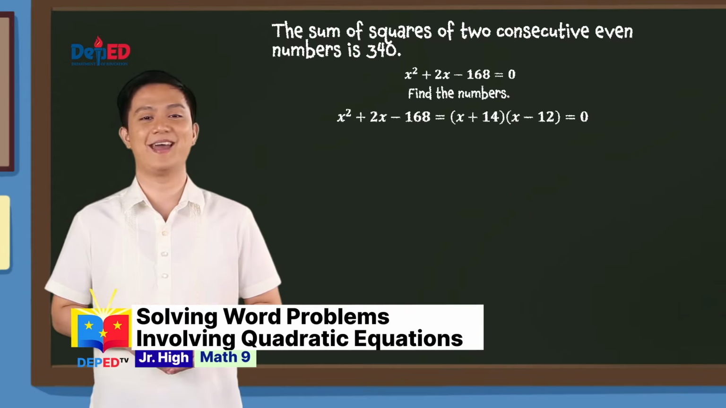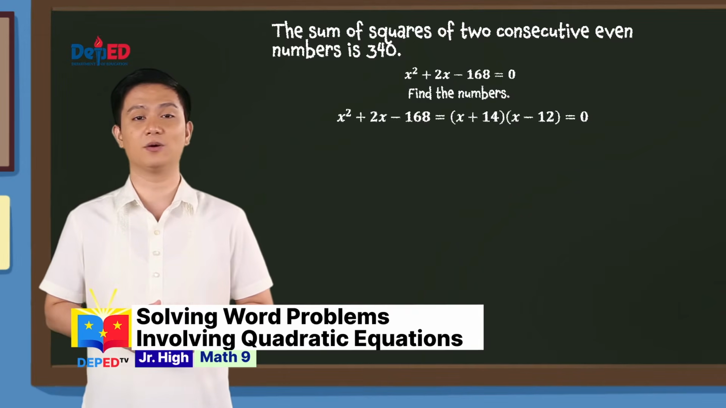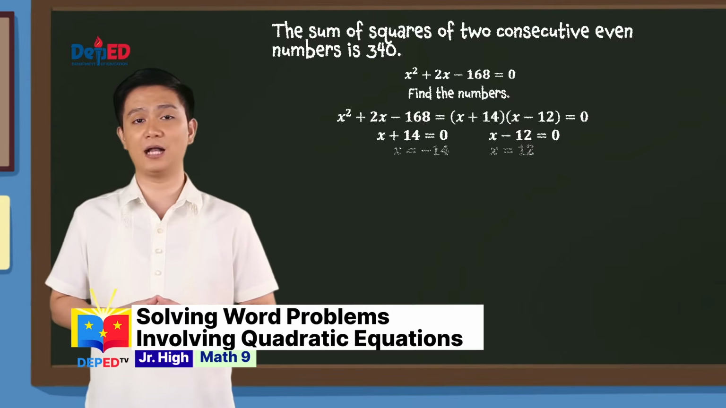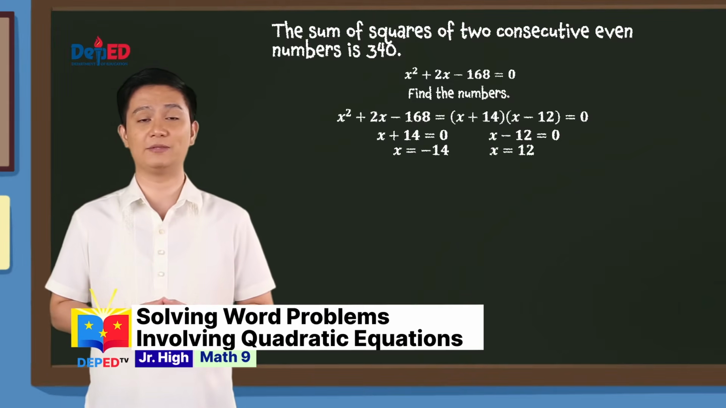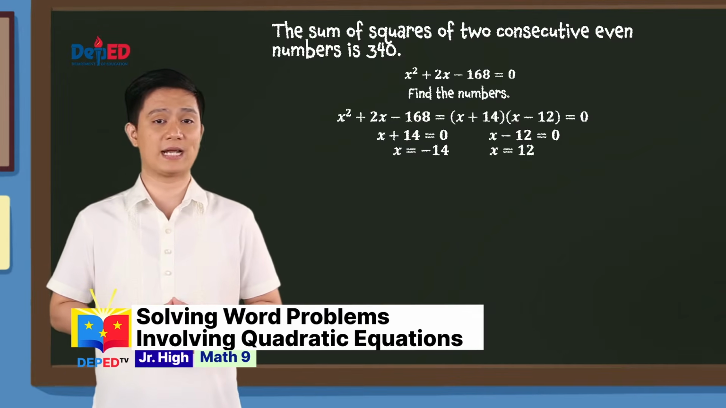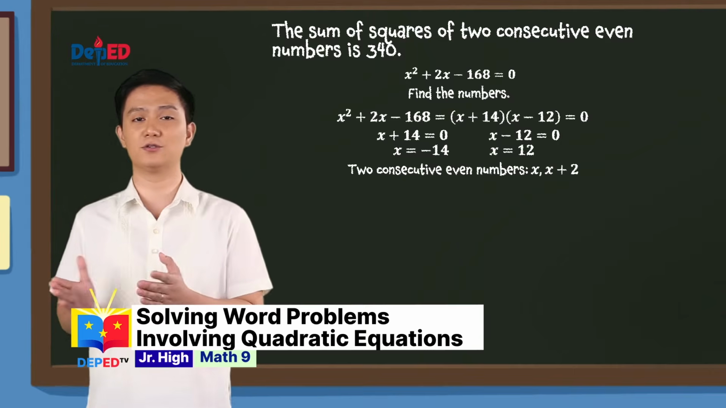So going back, the trinomial x squared plus 2x minus 168 can be expressed as the product of the binomials x plus 4 and x minus 12. And this, of course, is equal to 0. Now, if we equate each factor to 0, we must obtain the following values of x. We have negative 14 and 12.